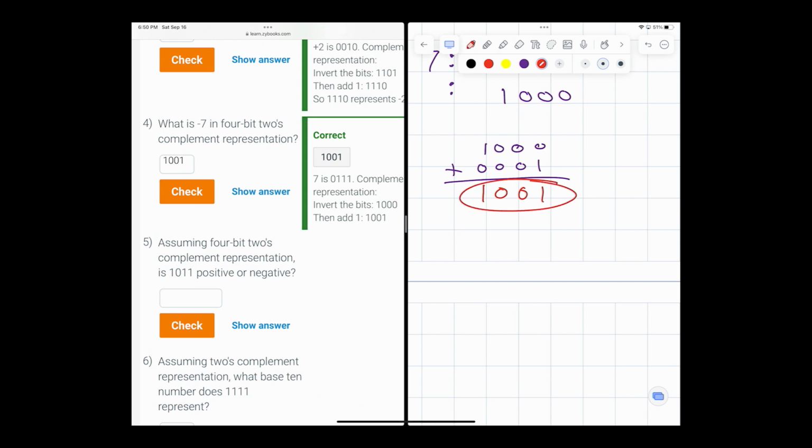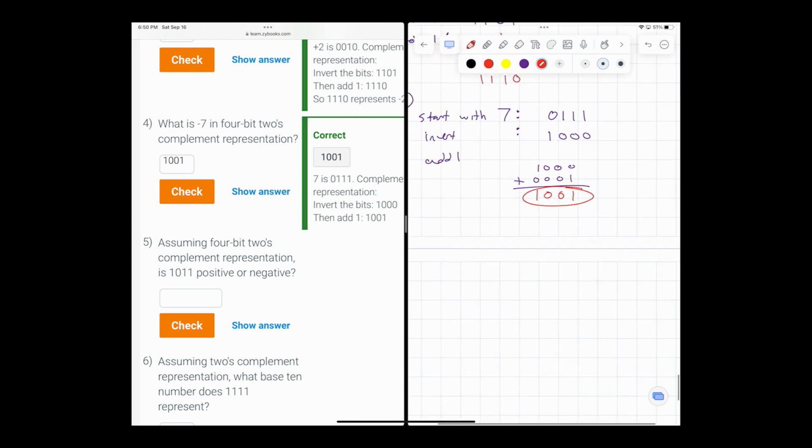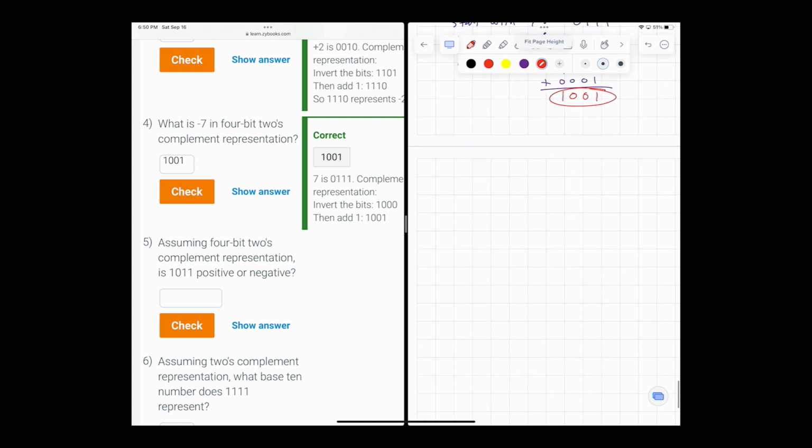Okay. Now, the thing about this is that the first bit will be 1 if you're looking at a negative number. So note, the first bit will be 1 if a 2's complement number is negative.